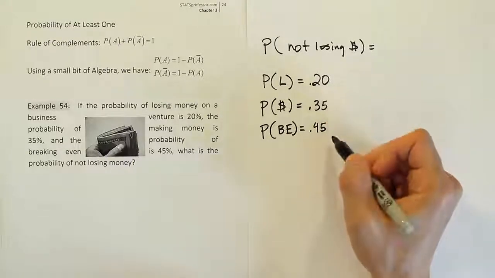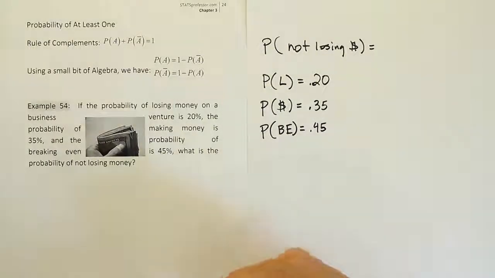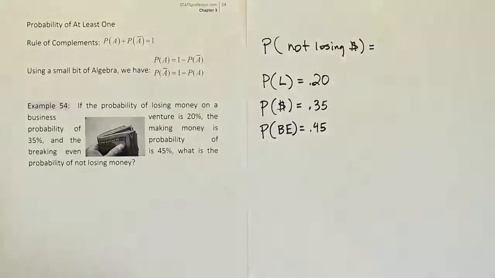Of course, if you look at this, it covers the full gamut of possibilities. In other words, the sum of these things adds up to 100%, because that's all you can do in a business deal, right? You either lose money, make money, or break even, which means you don't lose or make anything. Those are the only possibilities that exist. So the probabilities here have to add up to 100.